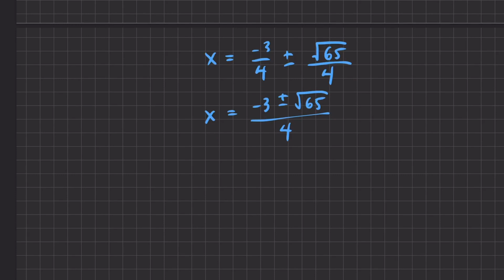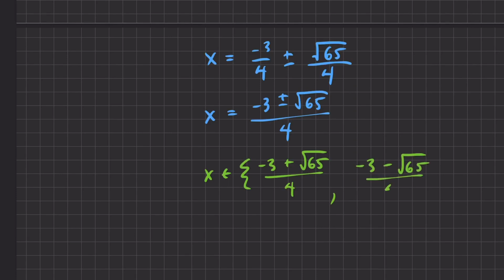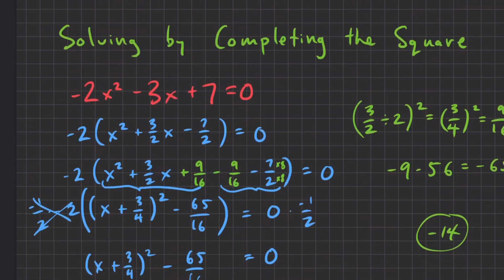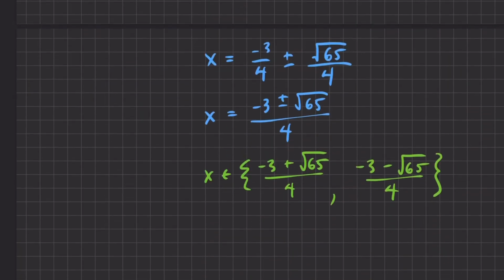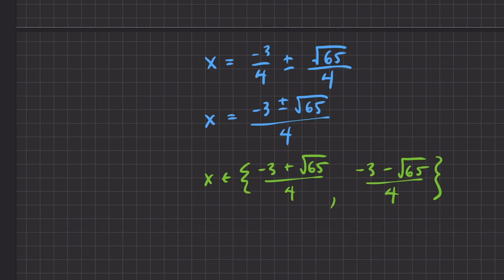Now, you'll notice that we have this plus minus sign. That means that x is in the set negative 3 plus the square root of 65, let me write that nicely, square root of 65 over 4, and negative 3 minus the square root of 65 over 4. Now, these are our two solutions, which means that the product of these is equal to negative 7. And if you add them together, you will get negative 3. You don't believe me? Try it yourself.